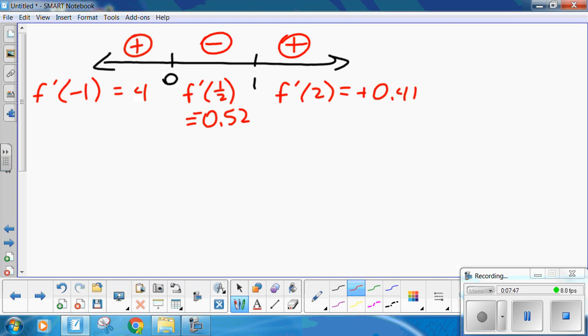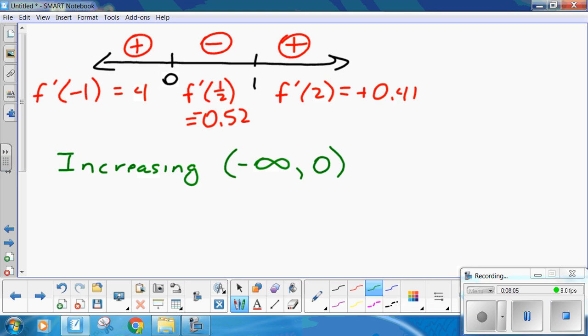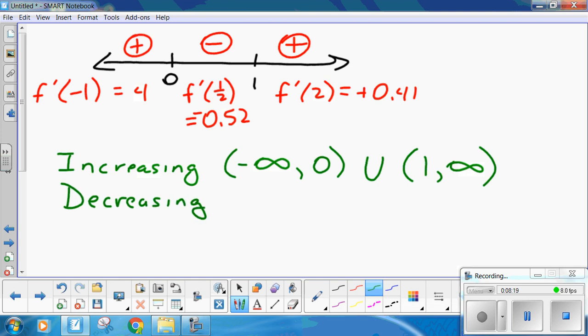Intervals of increase and decrease. So it's increasing, or the derivative is positive, the slope is going up, from negative infinity to 0 and 1 to positive infinity. It's decreasing from 0 to 1. And notice I'm using round brackets because we're not including 0 and 1.